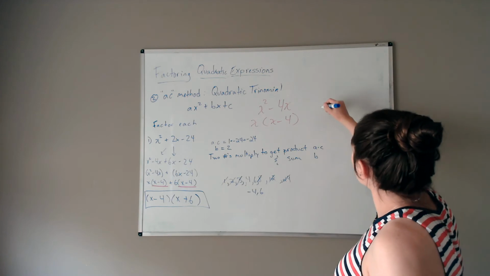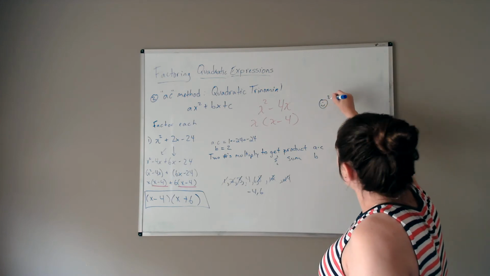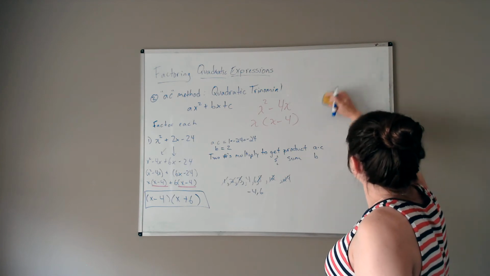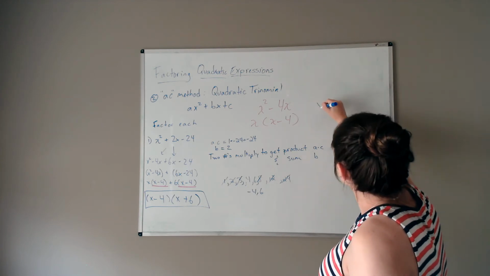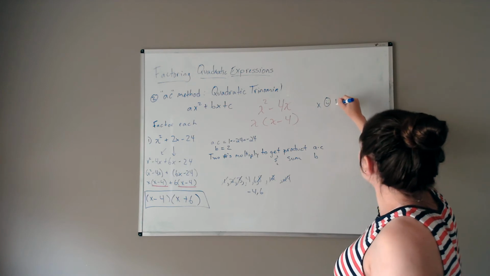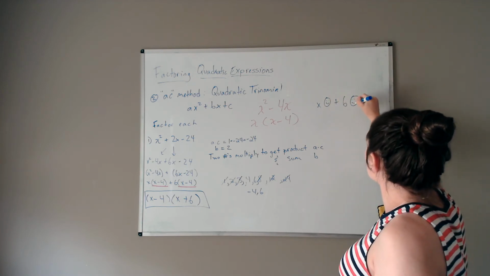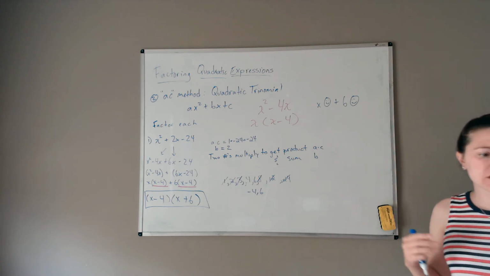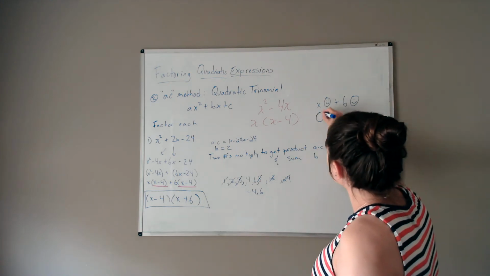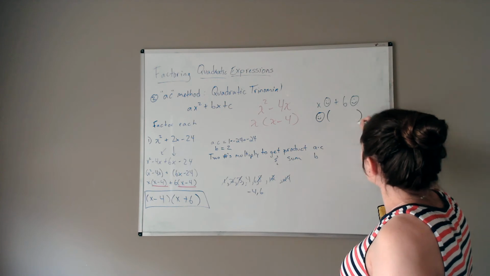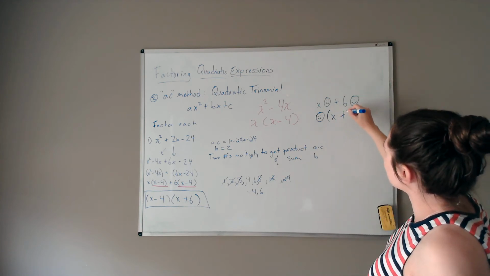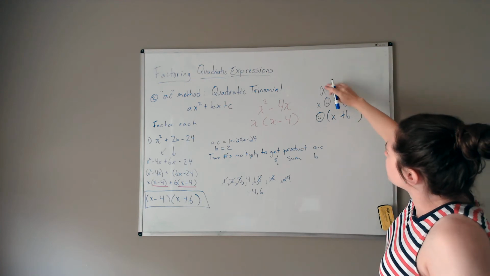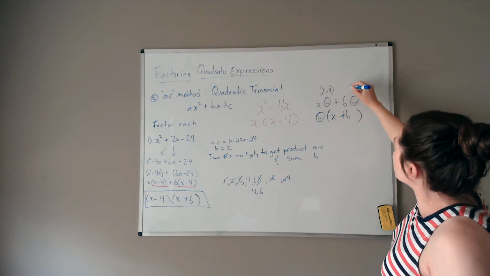If I wrote smiley face squared, okay, or let's do this: x times smiley face plus 6 times smiley face. And I asked you to factor that expression. You would factor out a smiley face, and then what would be left inside the parentheses? X plus 6. Now, the smiley face just got replaced with x minus 4.